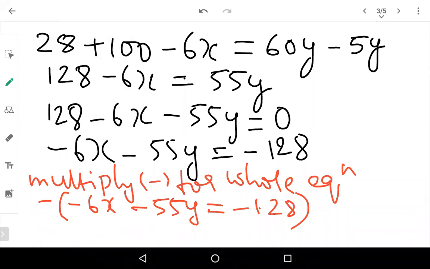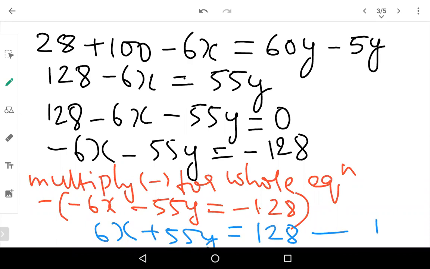Now what will I get when I do this? Minus into minus is plus, so I get plus 6x. Minus into minus is again plus, so I get plus 55y. Minus into minus is again plus, so I get plus 128. So this will be our next equation, that is equation number 3.